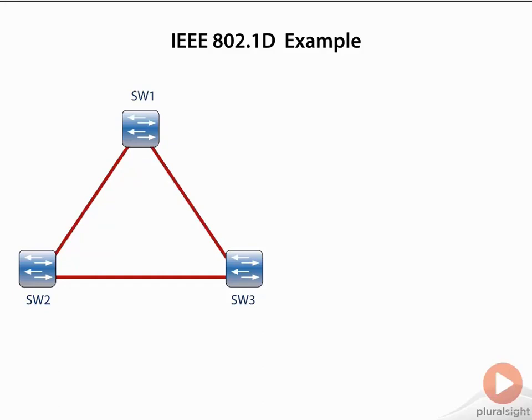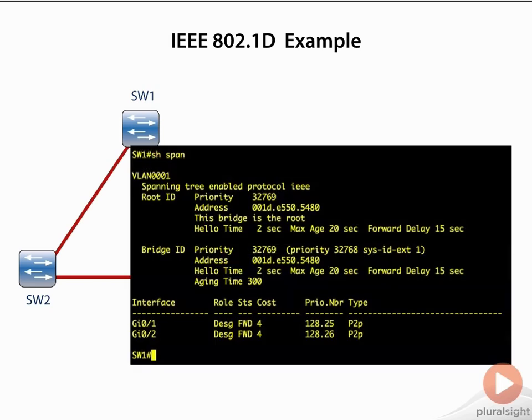So let's take a look at an example. This is switch 1, switch 2, and switch 3, very much like what we have set up in our lab environment. And when I do a show span, or rather show spanning tree, that's just the abbreviated version of it here, I can see that for VLAN 1, we have a root ID with a priority of 32768 and an address that ends in 5480.